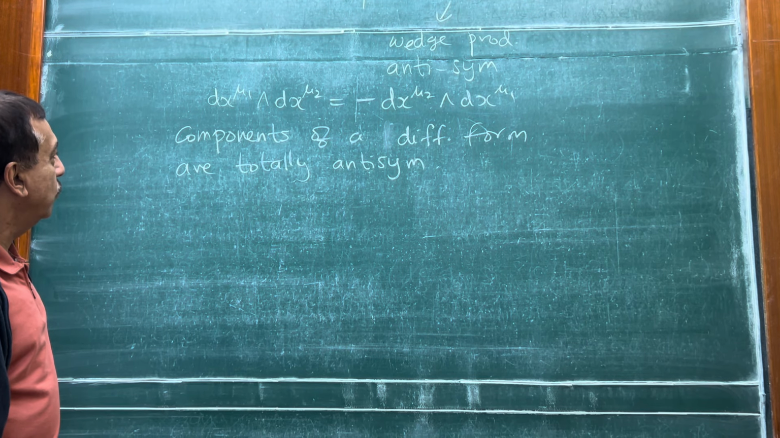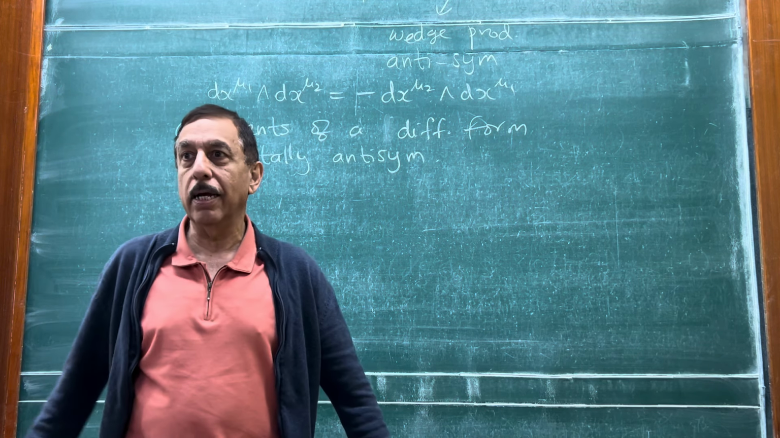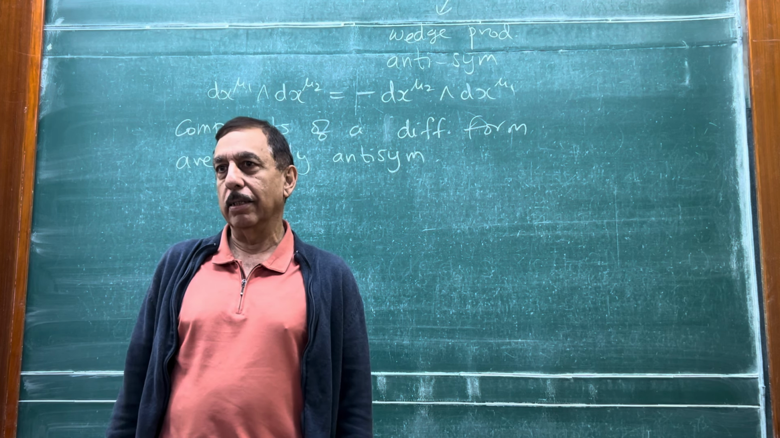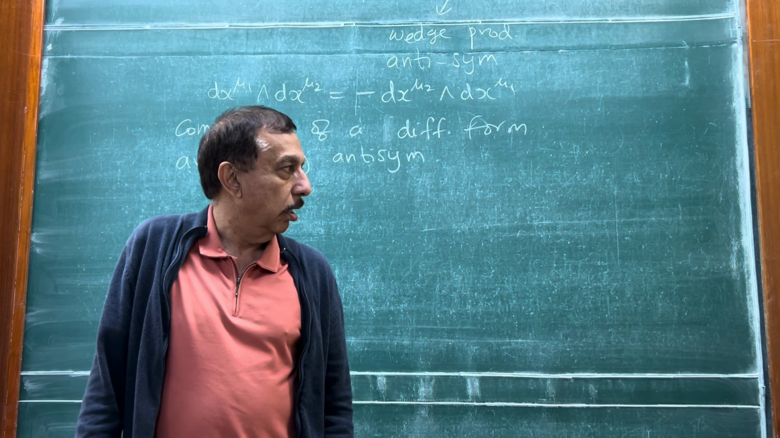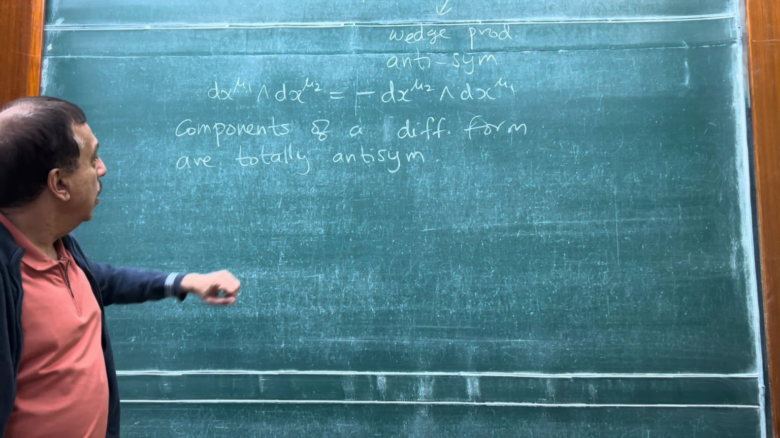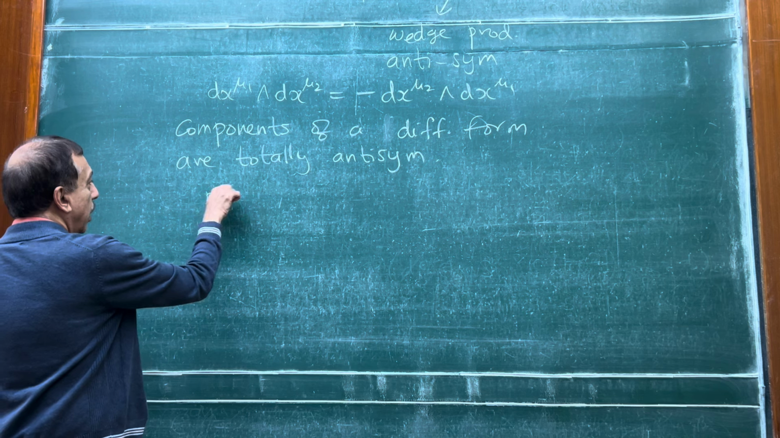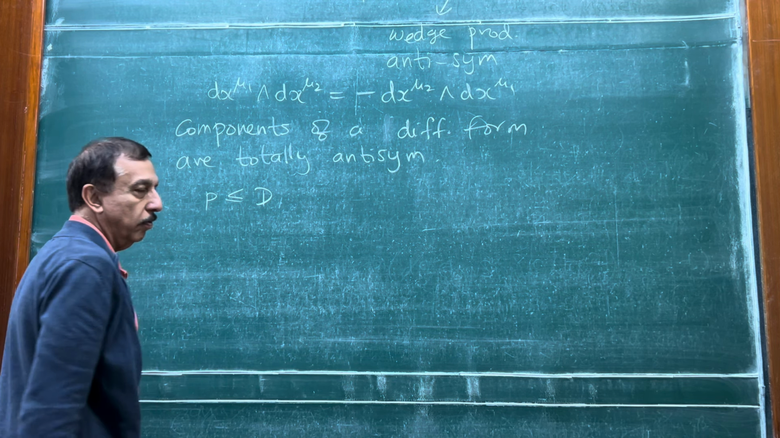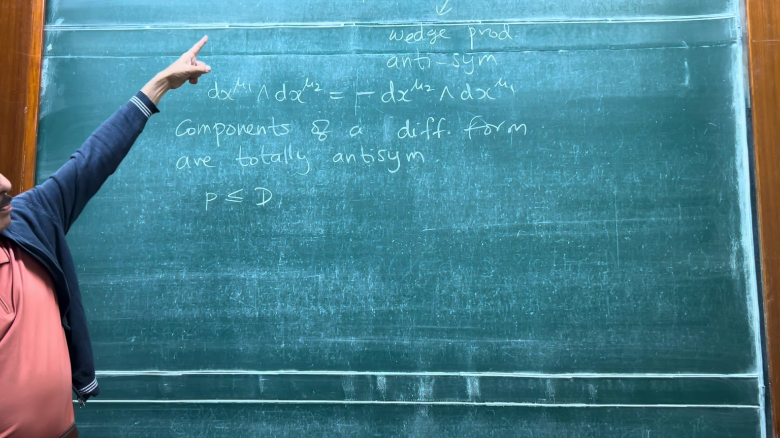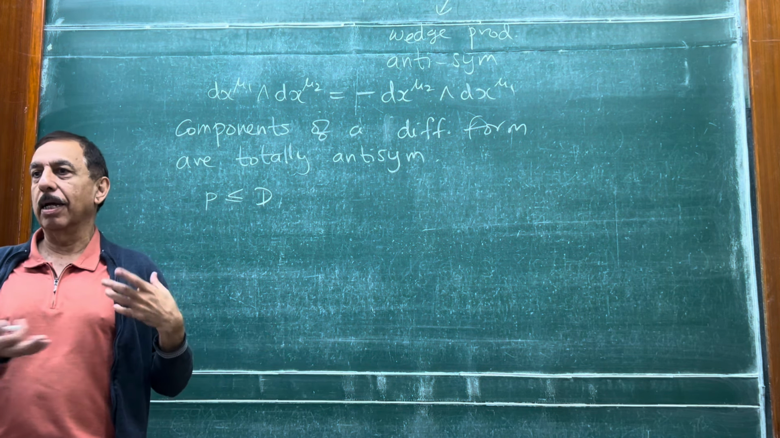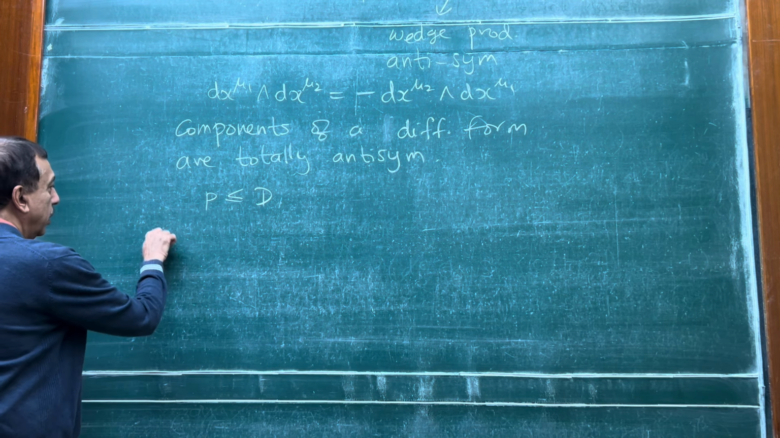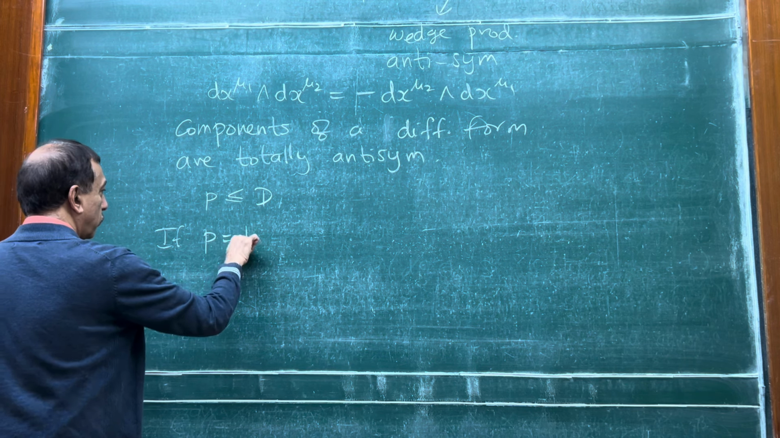Components of a differential form are totally antisymmetric. I was saying that there's a reason for it which is deep and has to do with topology and things that we are not going to discuss, at least certainly not now. But that's how it is. And for this reason, P has to be less than or equal to the dimension of the manifold, because if we have more than D indices and they're all totally antisymmetrized and each takes D values, then it's just 0. Not only that, if P equals D, it's very interesting.